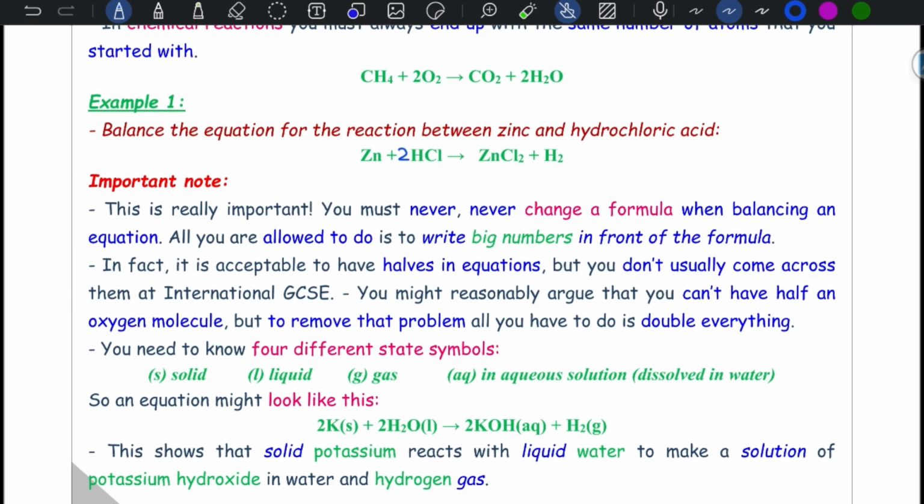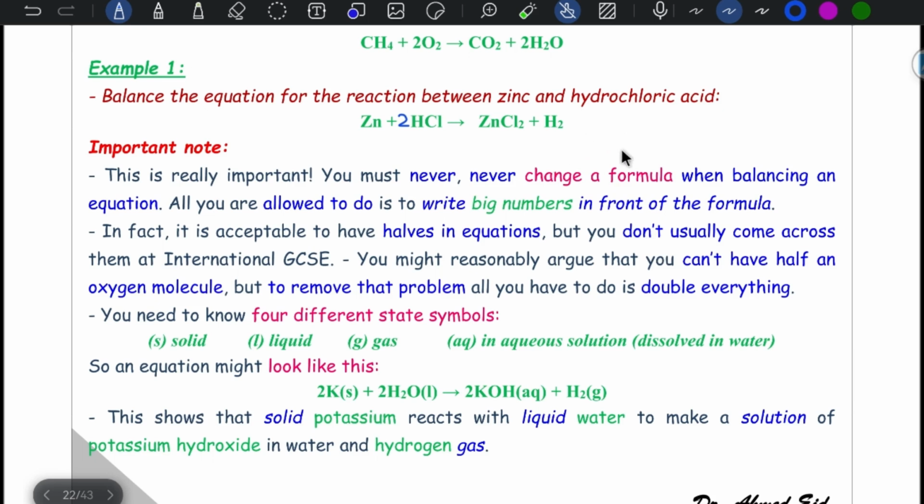Take care of this. Never change a formula. You cannot say HCl2, for example. You cannot change a formula. When balancing an equation, all you are allowed to do is to write big numbers in front of the formula. In fact, it's acceptable to use halves in equations, but you do not usually come across them in IGCSE. You may find it in AS level.